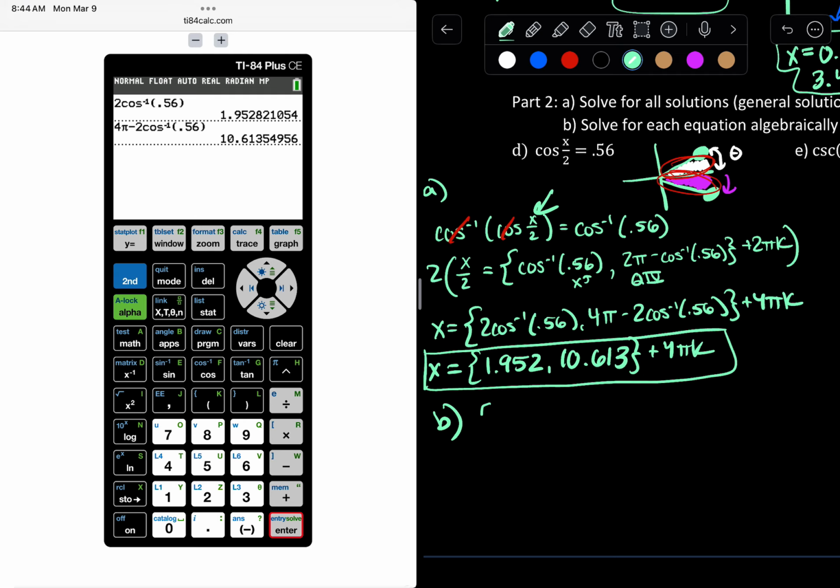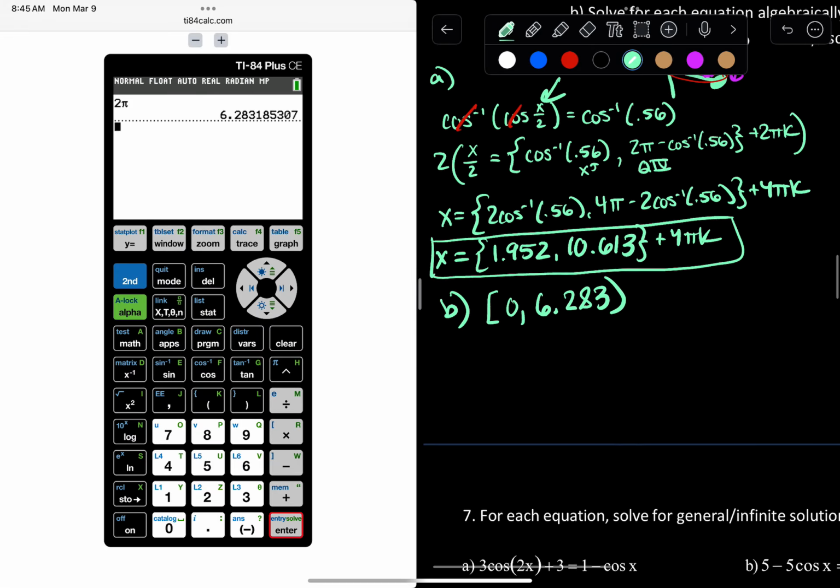So I want to rewrite my domain restriction so that it matches the form that I'm in. If I do 2 times pi, I end up with 6.283. So my domain restriction is 6.283 in decimal form. Again, still radians.